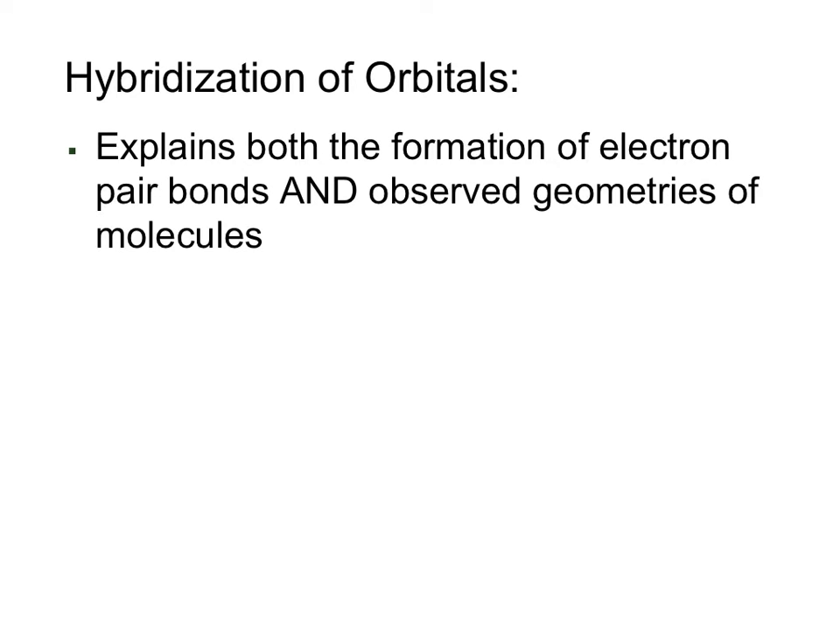In many cases, the bonding of molecules cannot be explained by the simple overlaps that we showed earlier, and the geometries of certain molecules also cannot be explained by those overlaps. In order to see exactly what's going on, we have to look at what we call the hybridization of orbitals. In other words, taking s and p and even d orbitals and mixing them up in order to create new hybrid orbitals which will participate in bonding.